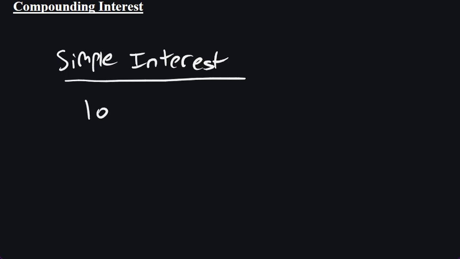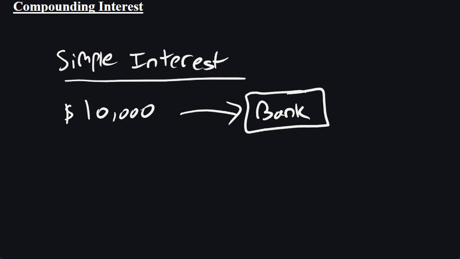You have $10,000 and you deposit it into a bank. Let's say you deposit it into a really nice savings account that earns you 10% per year. So it has an interest rate of 10%, and your money grows 10% every year.